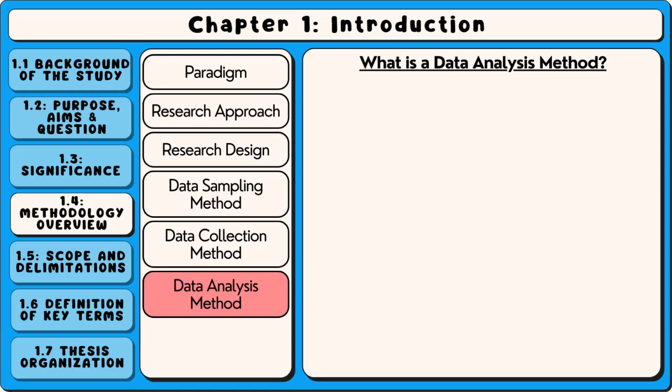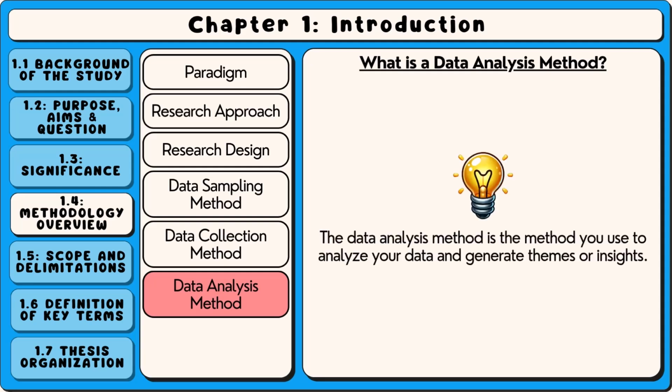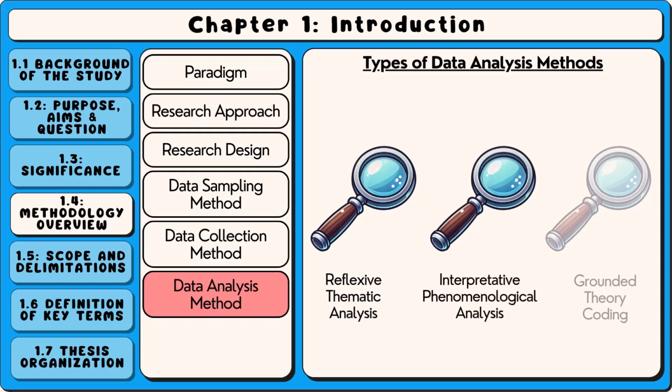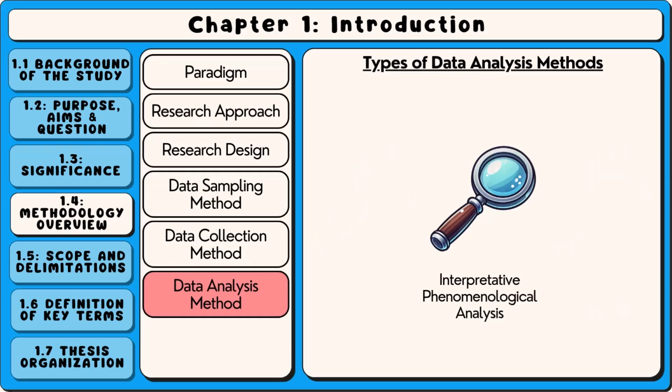The last step in the methodology overview is to orient your reader to the data analysis method. The data analysis method is a method you use to analyze your data, usually leading to themes, which you would then discuss in your findings. There are three common types of data analysis methods in qualitative studies. They are reflexive thematic analysis, interpretative phenomenological analysis, and grounded theory coding. Our sample thesis uses interpretative phenomenological analysis because it selected a phenomenological design.